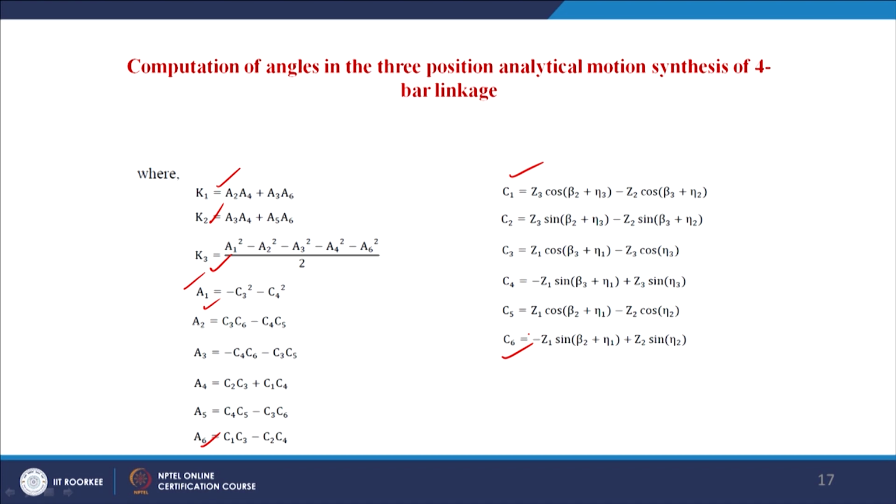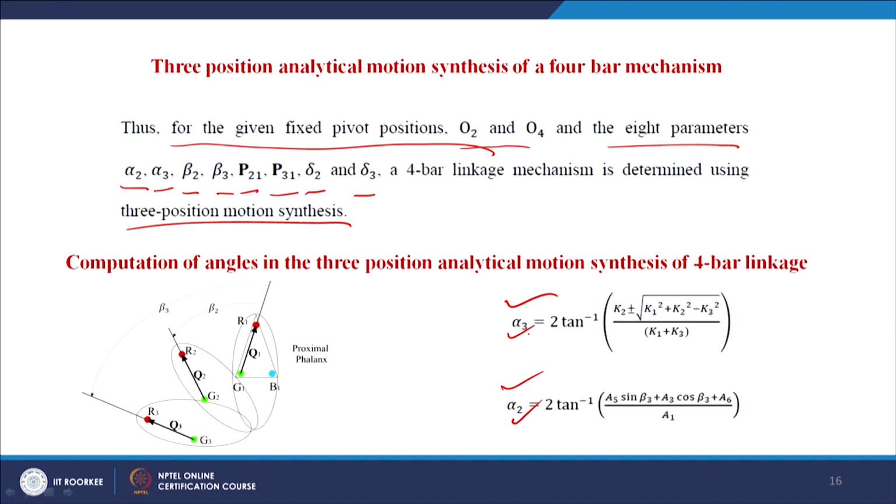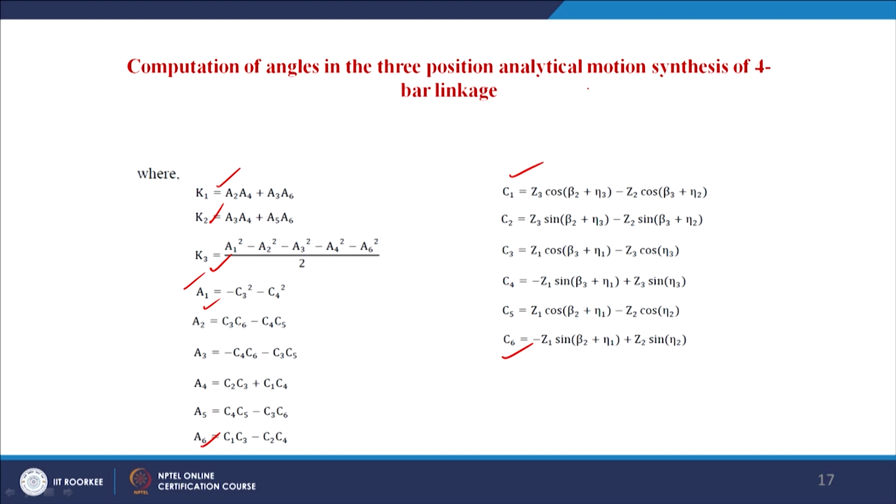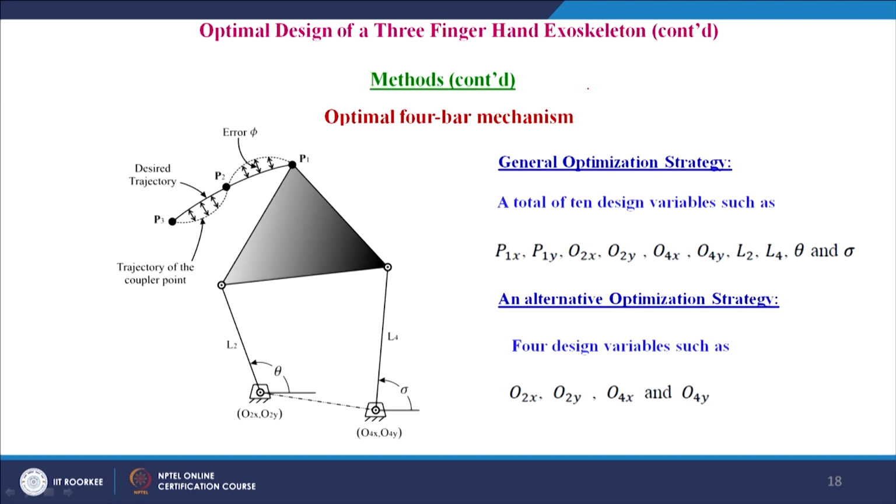Thus, having these 8 parameters, that is alpha 2, alpha 3, beta 2, beta 3, delta 2, delta 3 and P21 and P31, which are the vectors connecting from the point P1 to P2 and P3 to P1, we are able to have the 4-bar mechanism provided the pivot points are obtained from the user. And now, going to the optimal 4-bar mechanism.